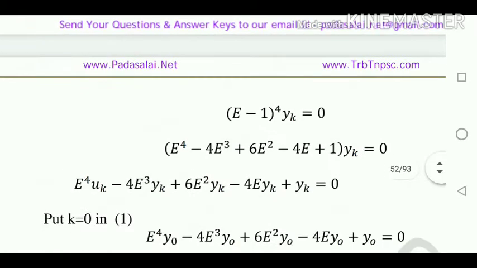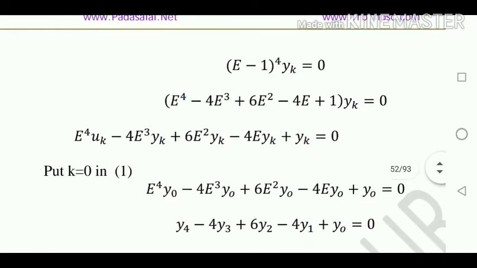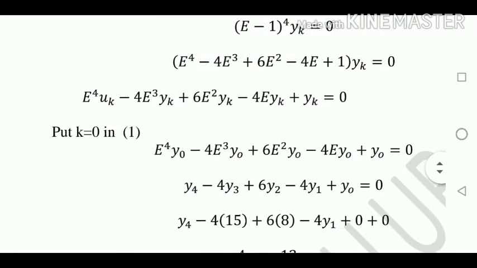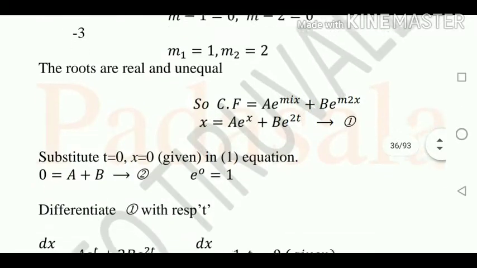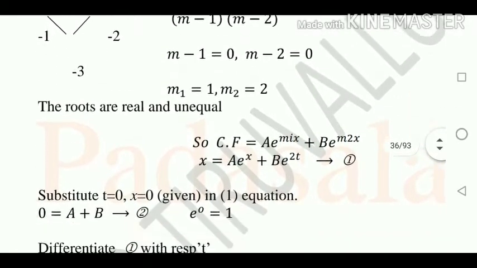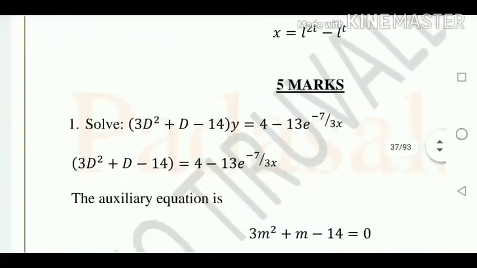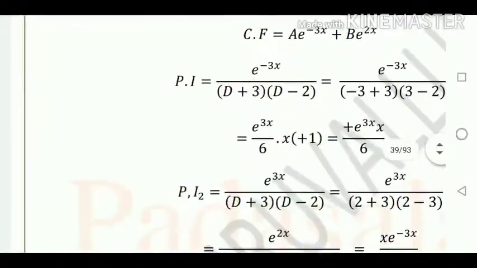Then multiply it by y0. We are getting E power 4 y0 minus 4 E power 3 y0 and 6 E square y0 minus 4 E y0 plus y0 equal to 0. Now substitute the values. We don't know the value of y4. So after substituting, I am getting the value of y4.